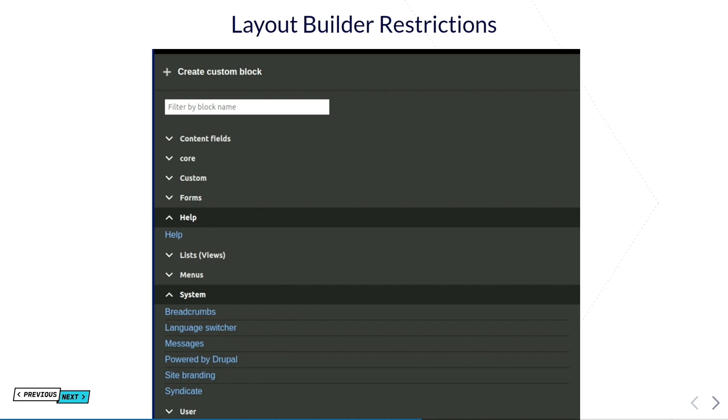There's nothing there that's really needed. Blocks like Powered by Drupal are there under system, or things like the revision log or the moderation state or the default language. I'm guessing you're probably not going to want the editors to be able to actually use those fields. And that's where Layout Builder Restrictions comes to our rescue. It allows us to choose which of these blocks we actually want to be available to the editor.